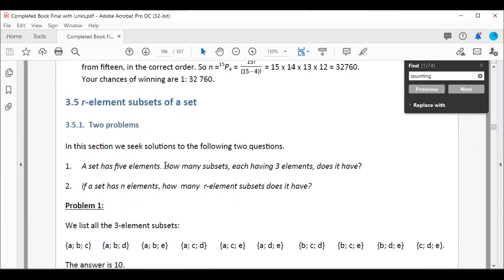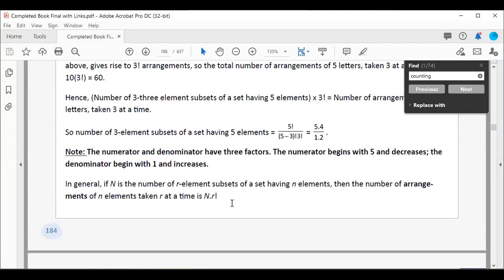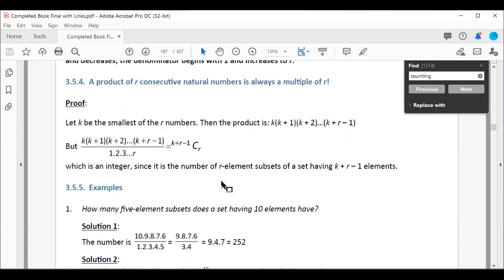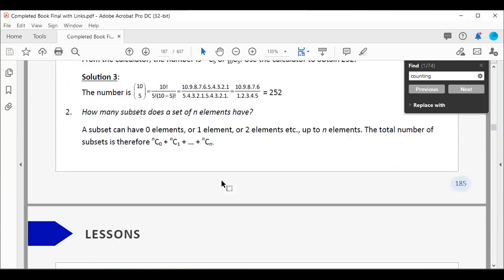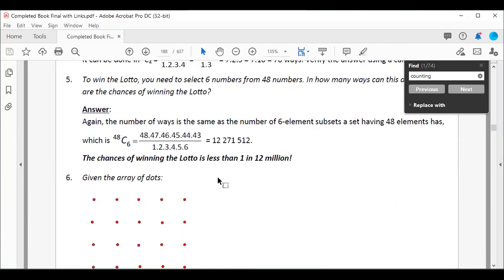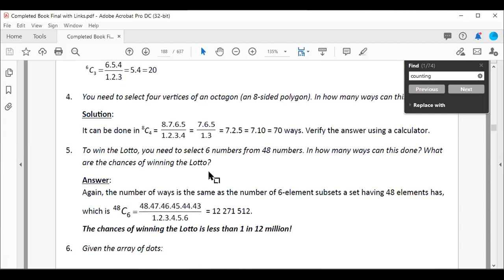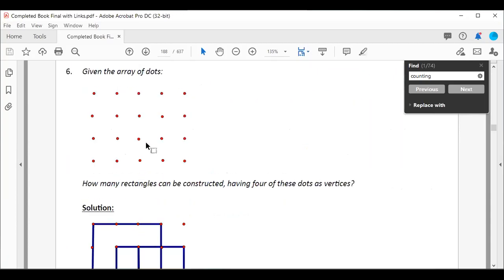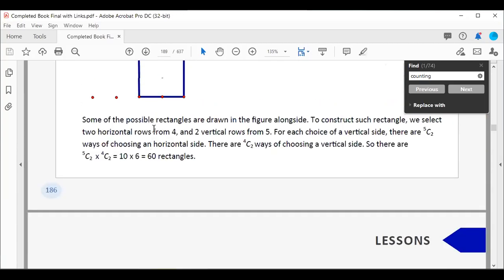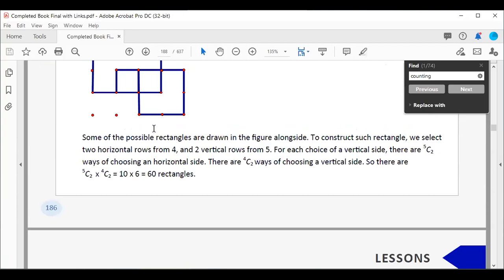Now I've got r-element subsets of a set, and we have a rather complicated problem here: you need to select 4 vertices from an octagon, how many ways? You've got a lot of other things here, but somewhere in this I've discussed this business of 2 objects at a time. I just wanted to illustrate that you can go to the book and learn much more about counting than what I have just exhibited.